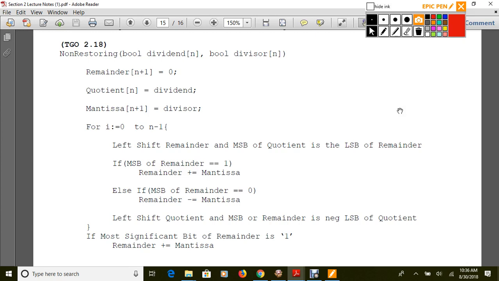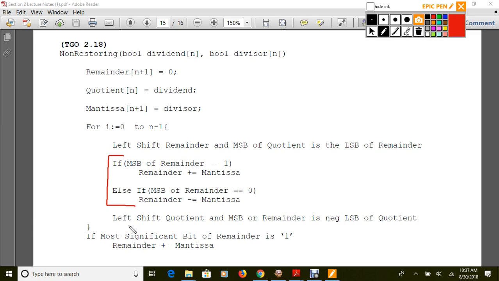Okay, so non-restoring division. I have the same inputs. Just like before, I assign everything, and I have n iterations, so it's 0 to n minus 1. Just like before, the first thing I do is left shift the remainder, and the most significant bit of the quotient becomes the least significant bit of the remainder. Now, what's different is here.